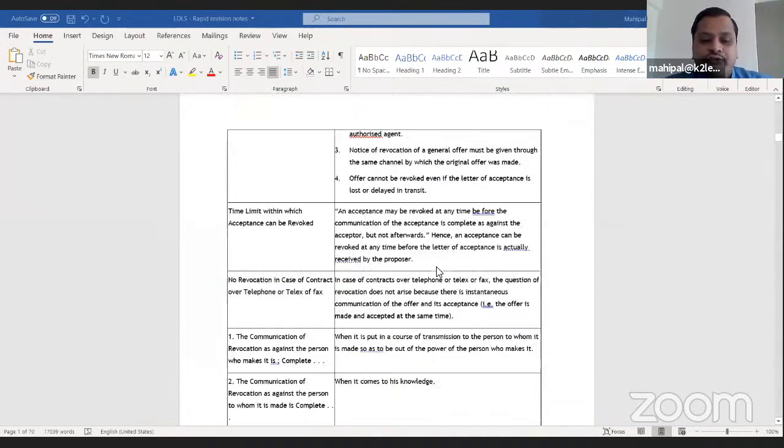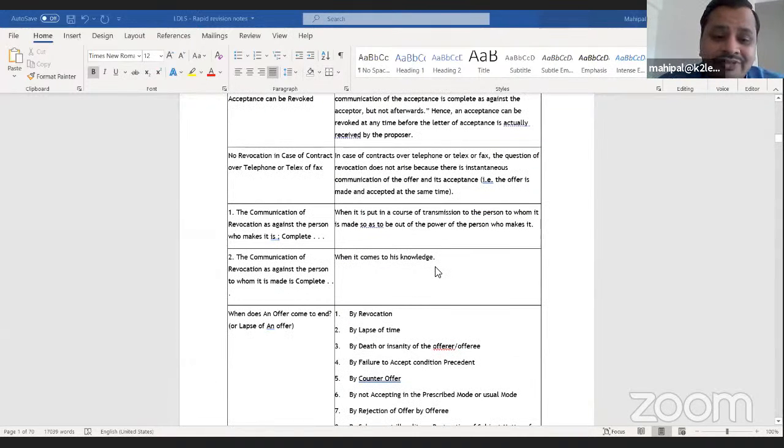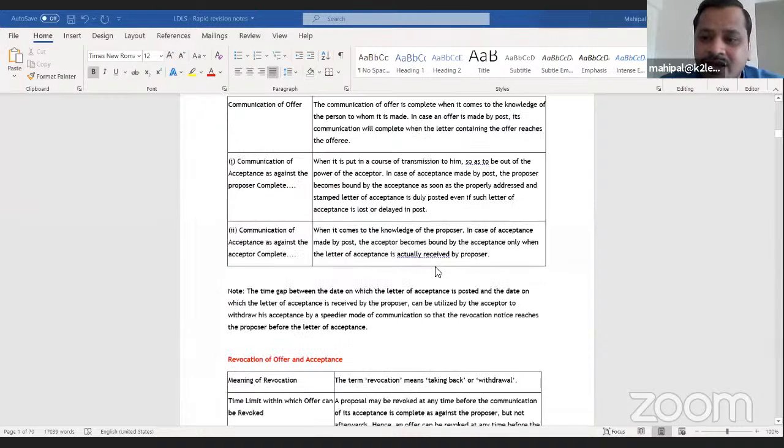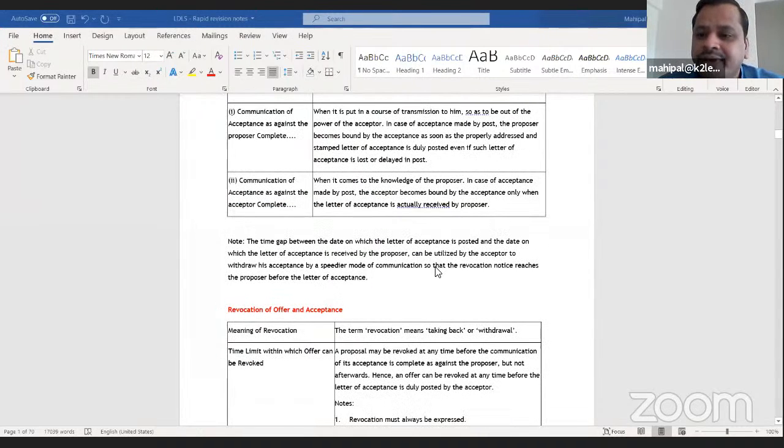Communication and revocation of offer and acceptance. My dear friend, please understand this. Absolute and unqualified means without any change.